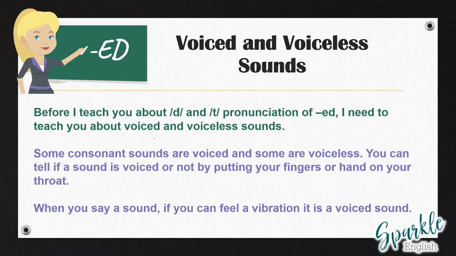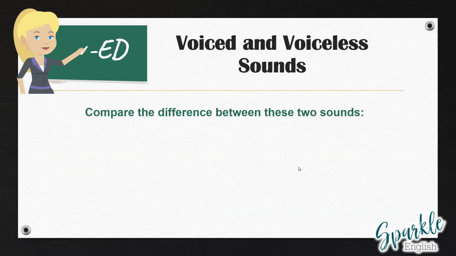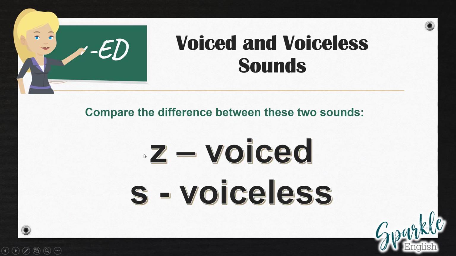So I want you to put your fingers or your hand on your throat for the next exercise. I want you to compare the difference between these two sounds. We're going to compare the Z sound with S. The z sound is voiced, so place your fingers on your throat and make the sound z, z. You should feel a vibration on your fingers when you're making that sound, z, z. However, if you make the s sound, s, s, this sound is voiceless because you should feel no vibration on your fingers when you make that sound.